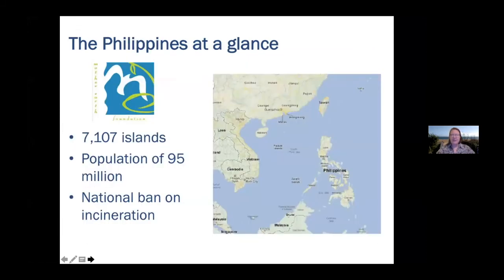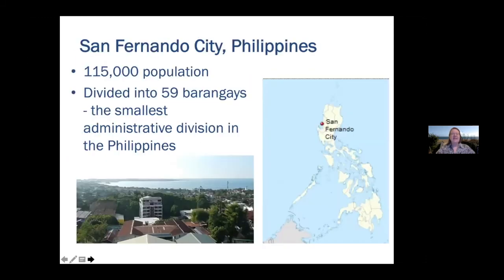So first, the Philippines at a glance. There are over 7,000 islands in the Philippines, and there is a population of 95 million. But in the Philippines, they do have a national ban on incineration. San Fernando City is a small city of 115,000 population, and it is divided into 59 barangays, which are the smallest administrative division in the Philippines, kind of like a neighborhood. And so recycling and waste management, zero waste is organized at that neighborhood level.